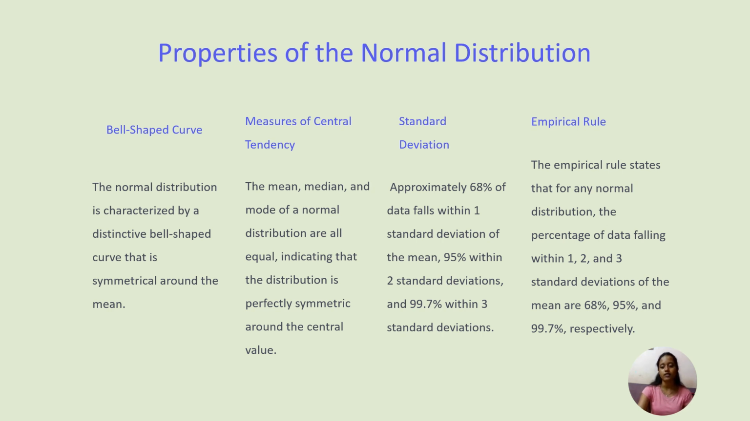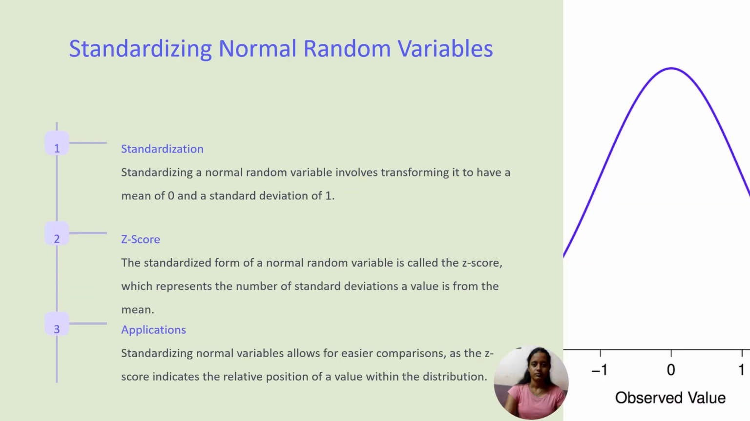Then we saw the parameters like mean and standard deviation. It also has the empirical rule, which states that in any normal distribution, the percentage of data falling within 1, 2 and 3 standard deviations is 68%, 95% and 99.7% respectively. These are the properties of the normal distribution.